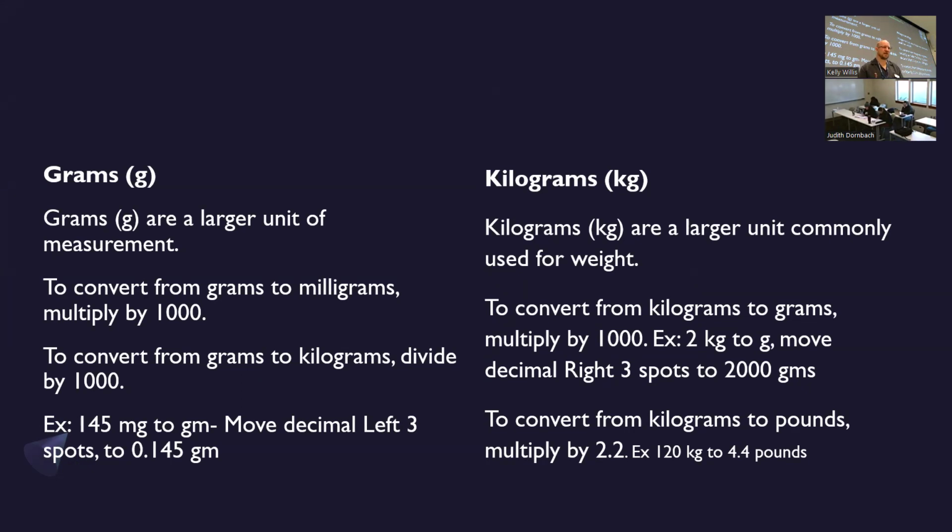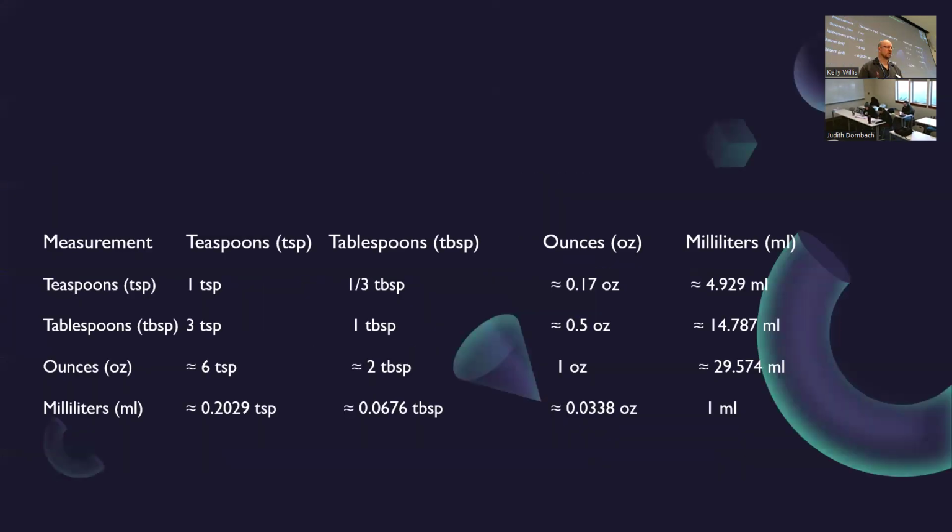Then kilograms. To convert from kilograms to pounds, and we probably have this memorized already, multiply the kilograms by 2.2 to get pounds. And for pounds, divide by 2.2 to get kilograms. Almost to the questions. This will be on the slides, so I'll just go straight to the questions. You'll be able to review this later.